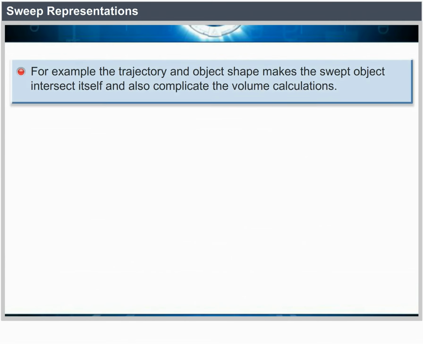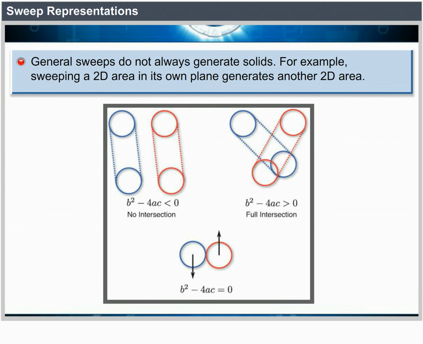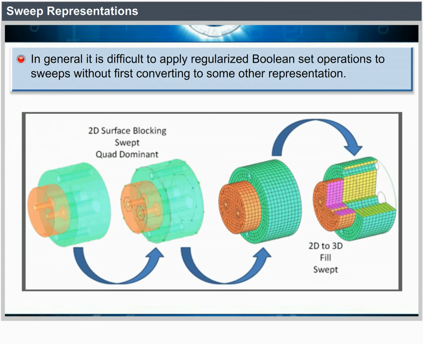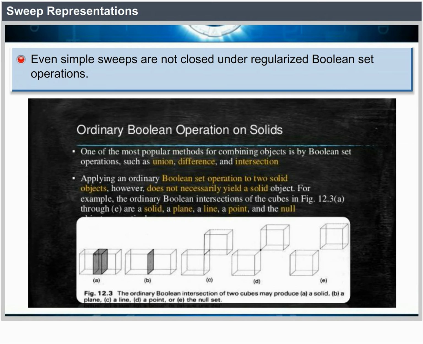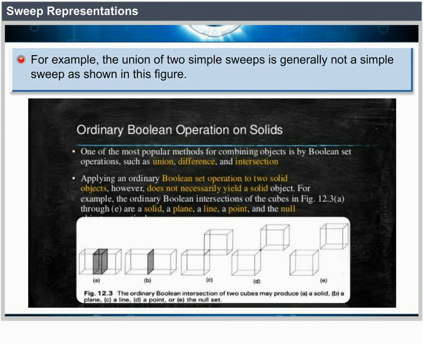For example, the trajectory and object shape may make the swept object intersect itself, making the volume calculations complicated. As well, general sweeps do not always generate solids. For example, sweeping a 2D area in its plane generates another 2D area. In general, it is difficult to apply regularized Boolean set operations to sweeps without first converting to some other representation. Even simple sweeps are not closed under regularized Boolean set operations. For example, the union of two simple sweeps is in general not a simple sweep as shown in this figure.